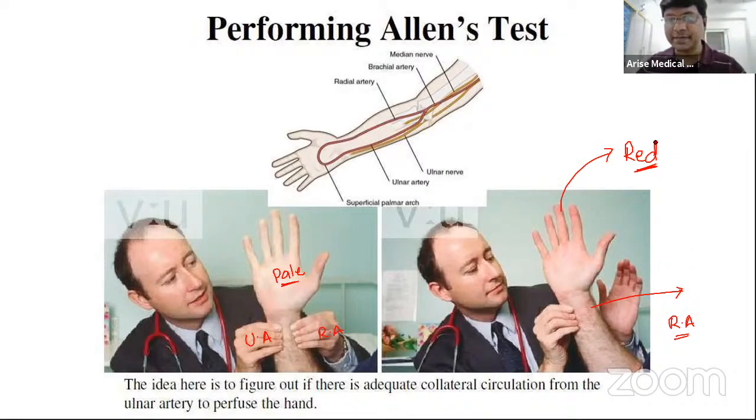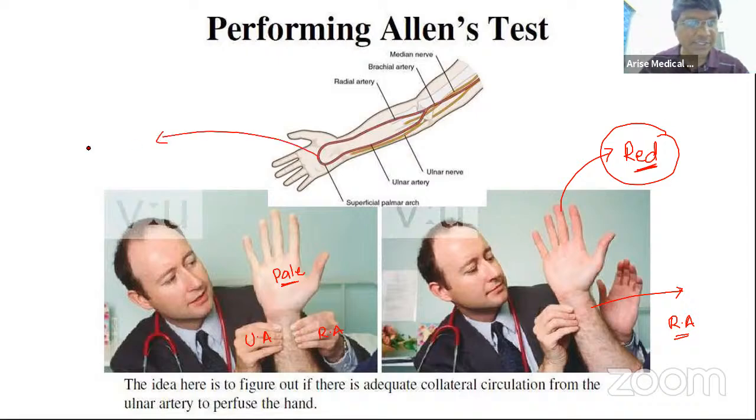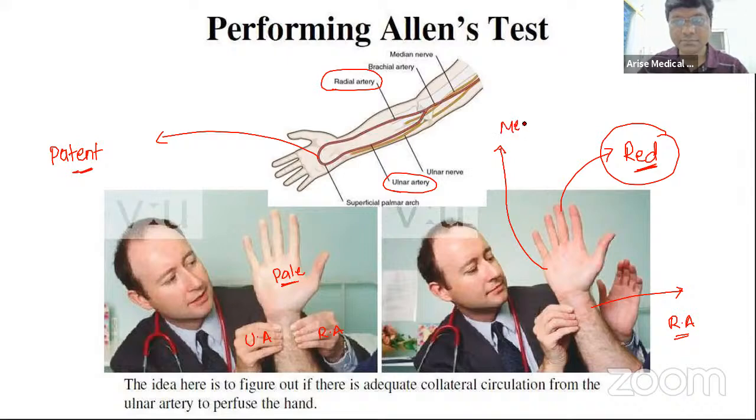Okay, so the entire palm has become red. Now, why do you think that the entire palm has become red when the radial artery is being released? That is because the palmar arch is patent. What is the palmar arch? The palmar arch is the one which will connect your radial artery as well as the ulnar artery. So the ulnar artery supplies the medial aspect of the arm, and the radial artery supplies the lateral aspect of the arm.